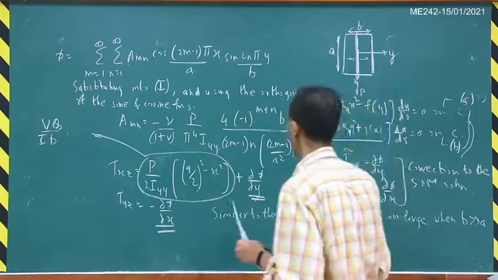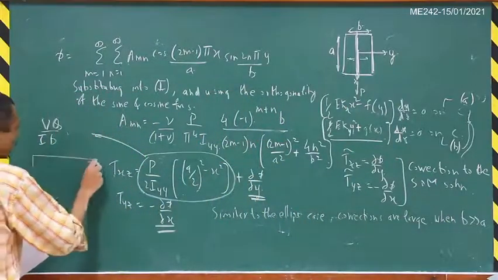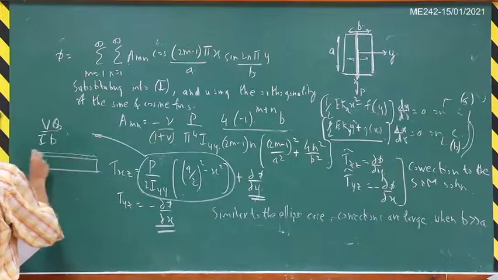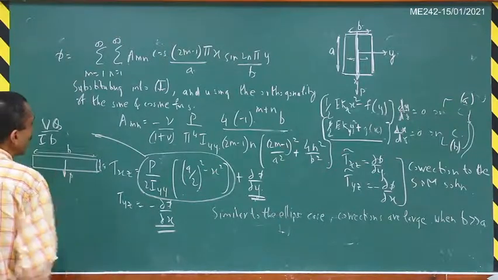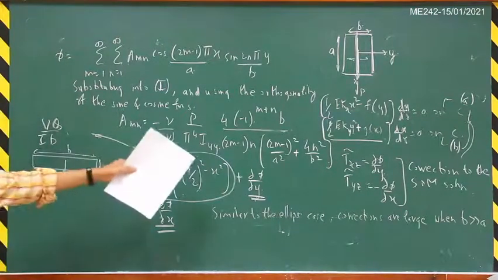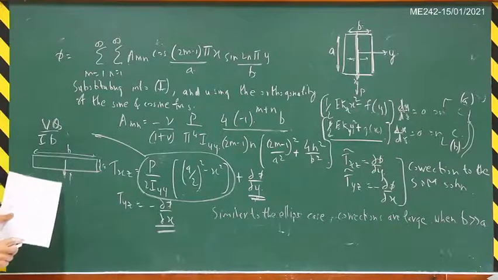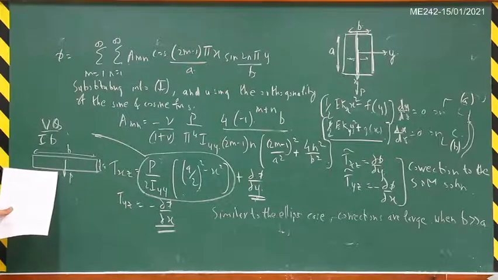So let me again draw that particular case here. When B is much greater than A, you have a cross section like this. This is your B and this is your A. Suppose now you are applying a load P in this particular manner, then that tau xz tilde and tau yz tilde are very large. And so when you have a case like this, your strength of material solution fails, right?